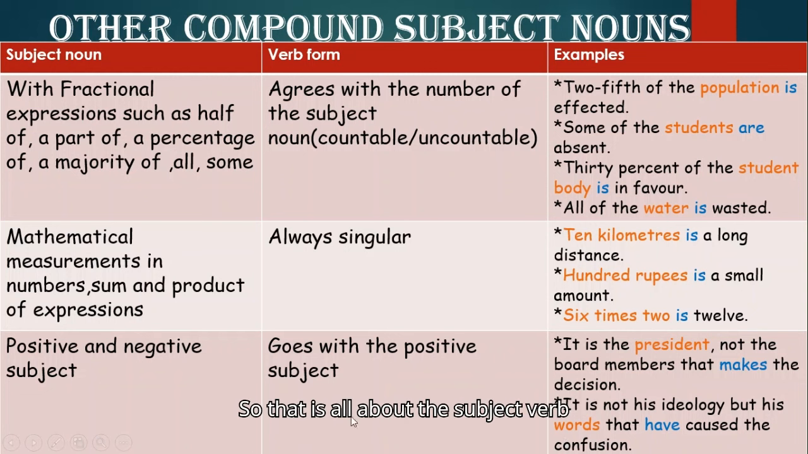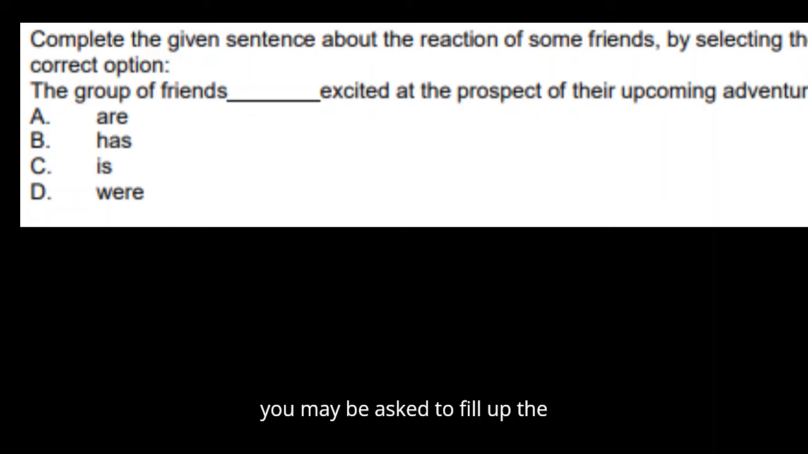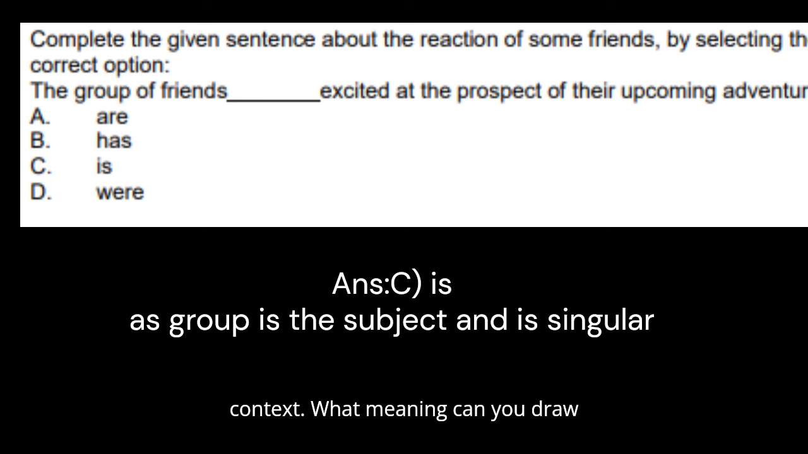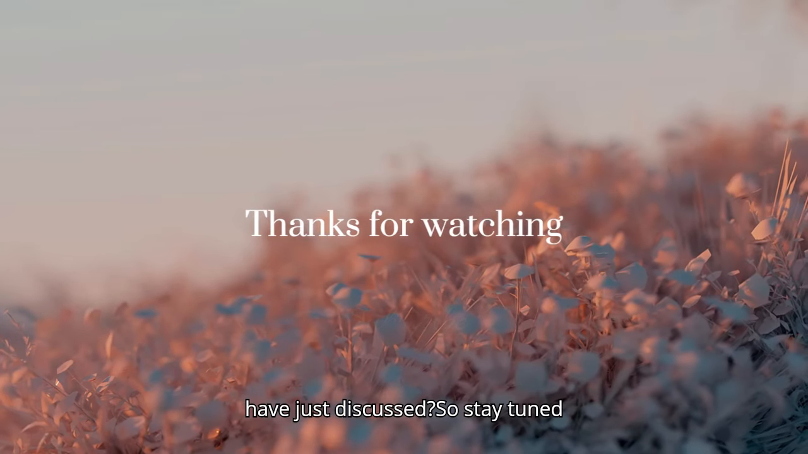So that is all about the subject-verb concord or subject-verb agreement. Now the question that may be asked in board exams may not directly be asked as subject-verb concord. So in the grammar section there are 12 questions and you need to answer any 10 of them. A sentence or a write-up would be given and you may be asked to fill up the appropriate verb form to complete the sentence. So you have to read the sentence, look at the number and the context. What meaning can you draw from that sentence and then fill up the verb form, following the rules that we have just discussed.